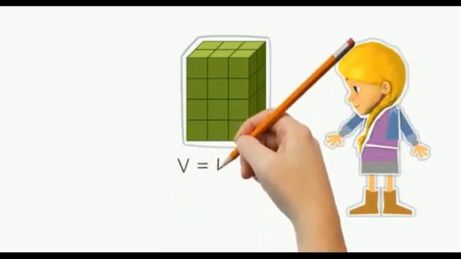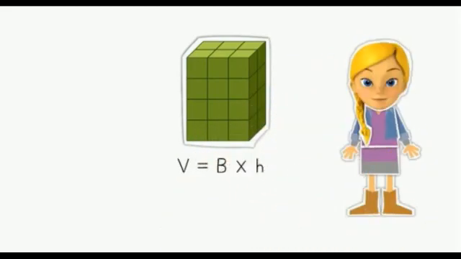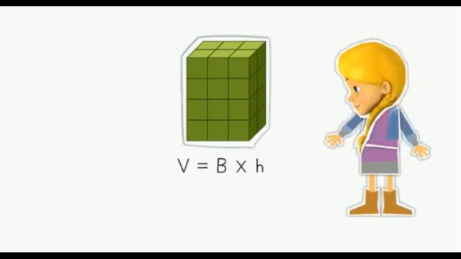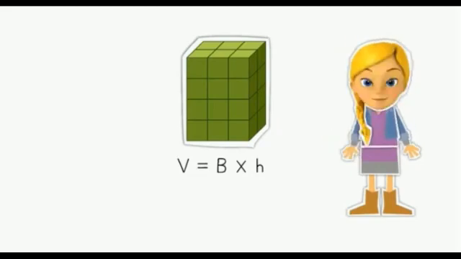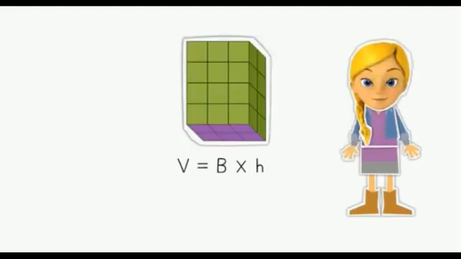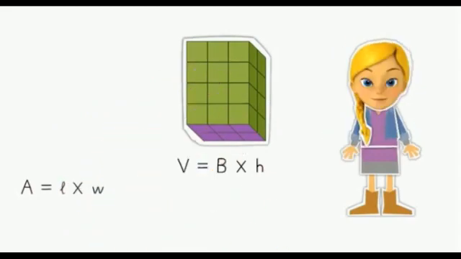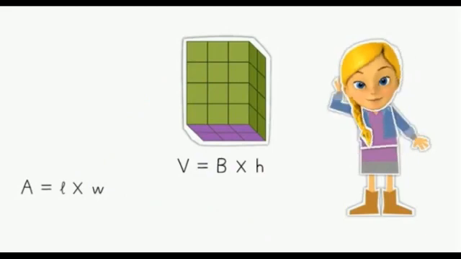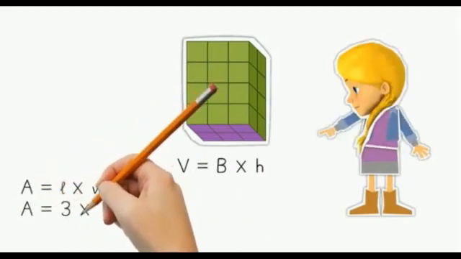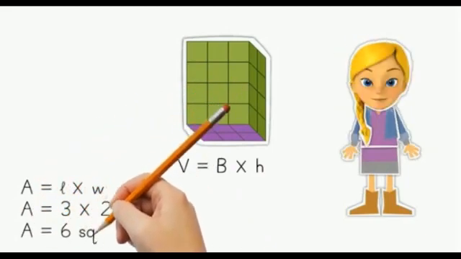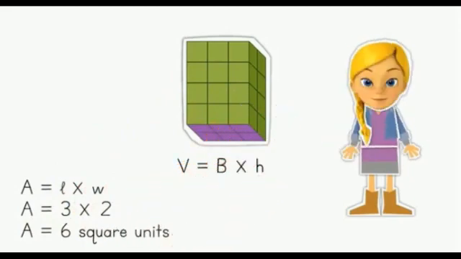The formula we will use is volume equals area of the base times the height. The base is the bottom of the figure. So let's take a look at it. Here's a close-up view. The formula for the area of a rectangle is length times width. So Emily, what's the area of the base? I know! It's 3 times 2, which is 6 square units. Right. So B, which stands for the area of the base, is 6 square units.